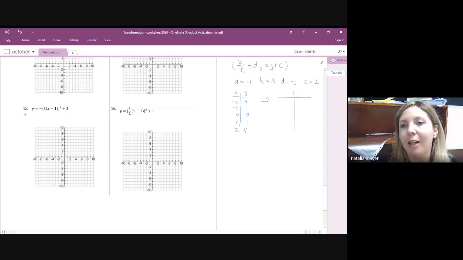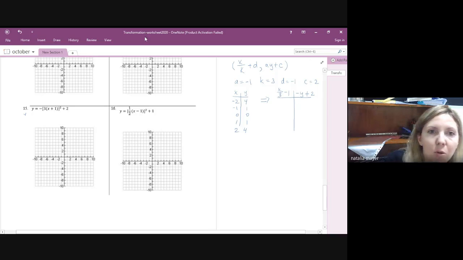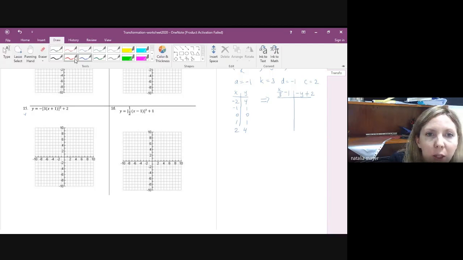So here in the table of values, I'm going to use the mapping notation for this formula using the values of A, K, D, C, which are given. So it's going to be x over 3, minus 1, right? And then for y, I have negative y, and c is plus 2. Y is negative because a is -1, so -1 times y is -y. So what am I supposed to do right now? I just do simple calculations.